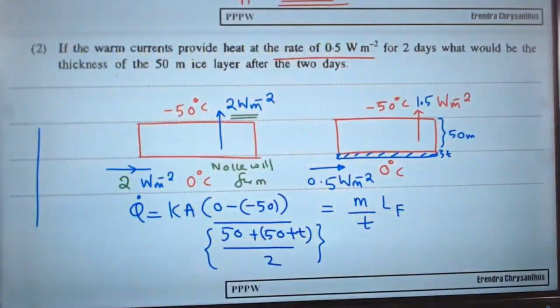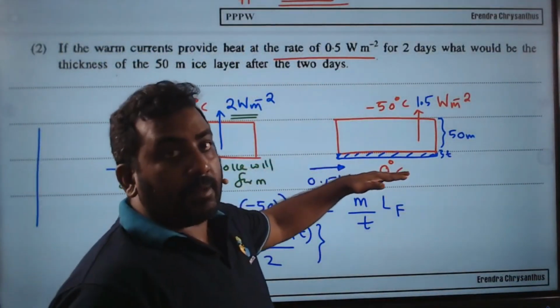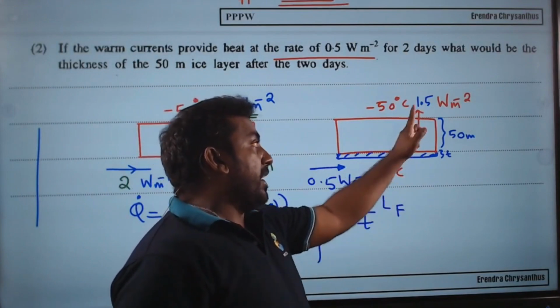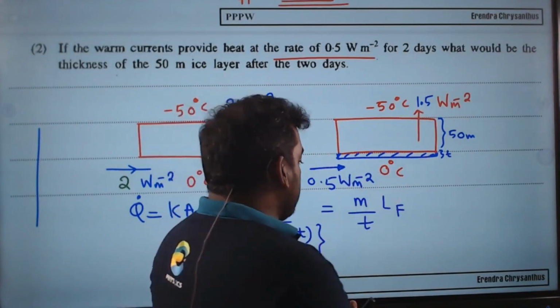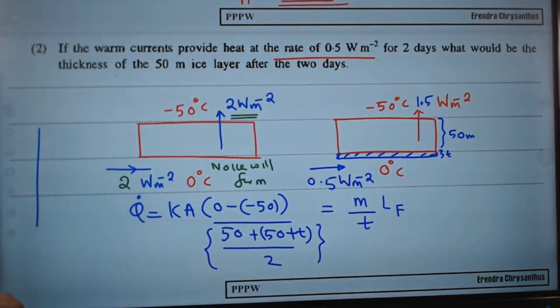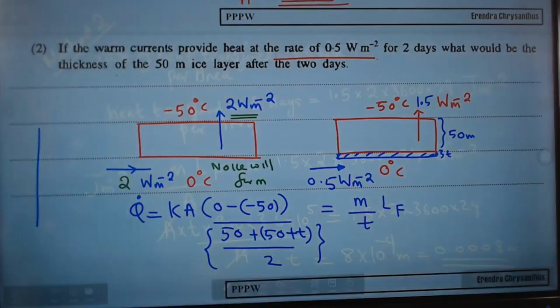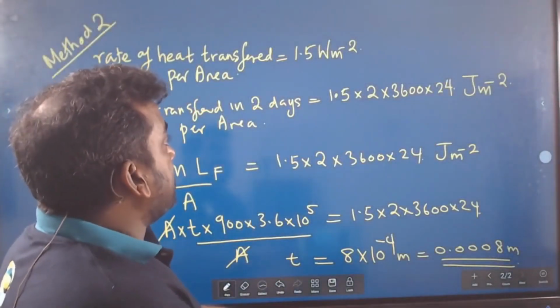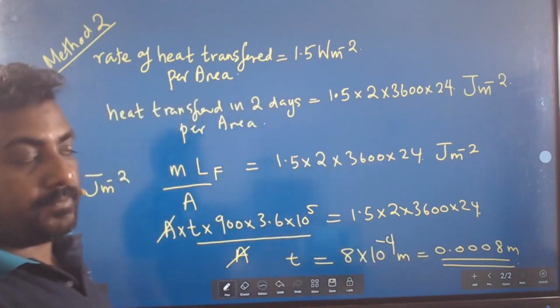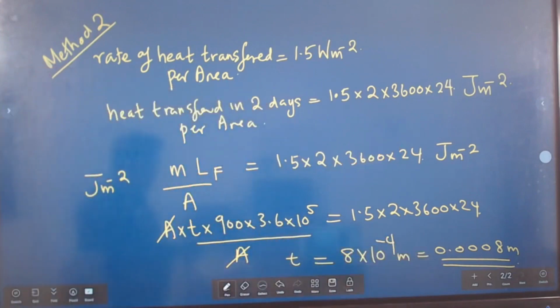So again, look at this. 0.5 is coming, 1.5 is passing through. Because of this 1.5 only, this ice layer is formed. So directly what we can do is say 1.5 is passing through and then find the required answer. Okay, right.